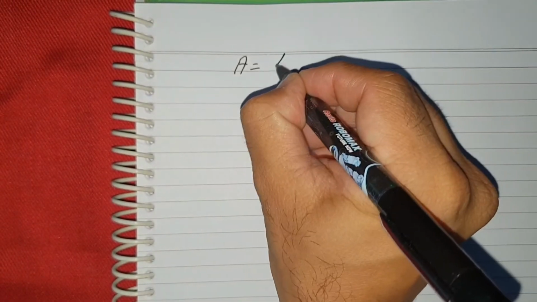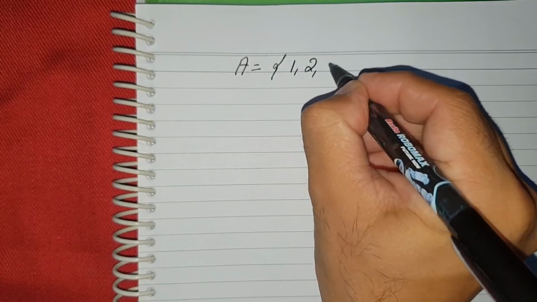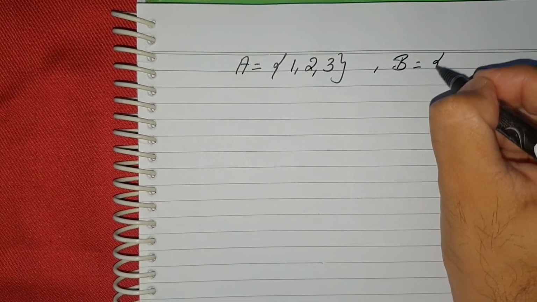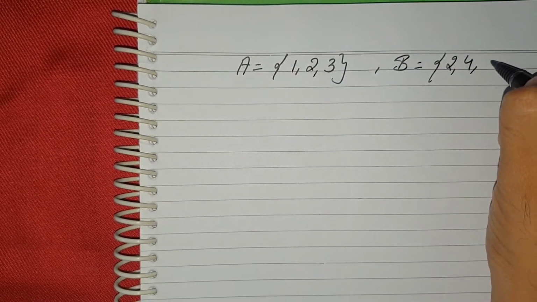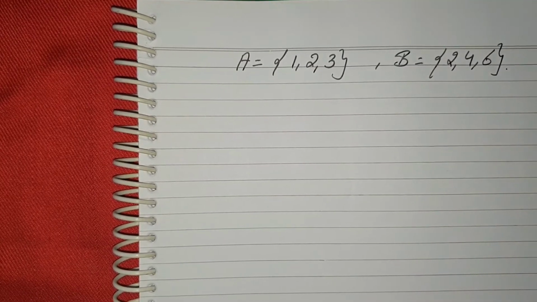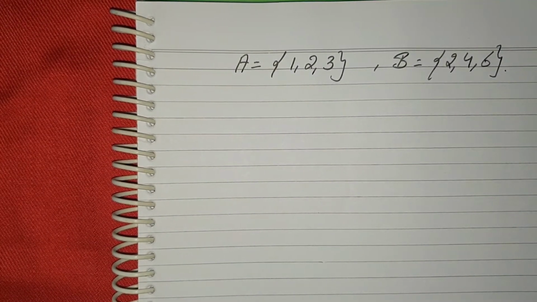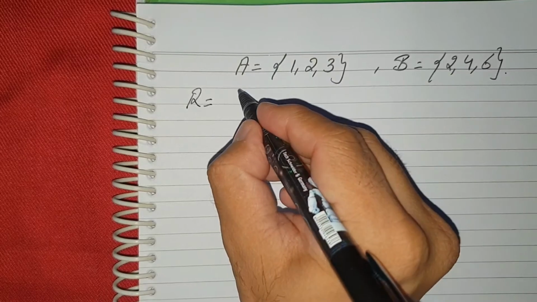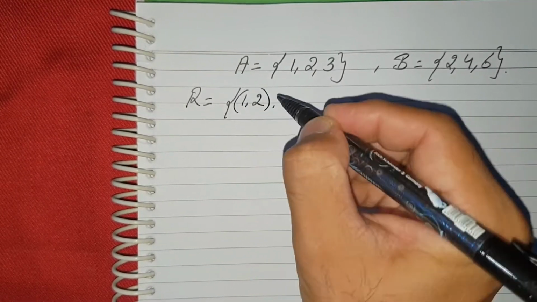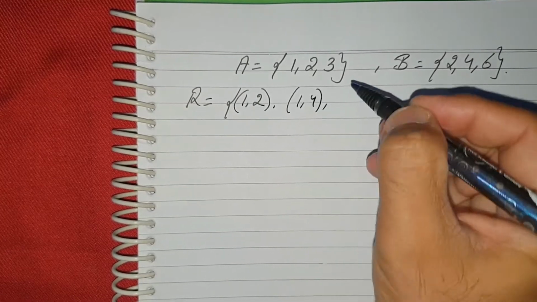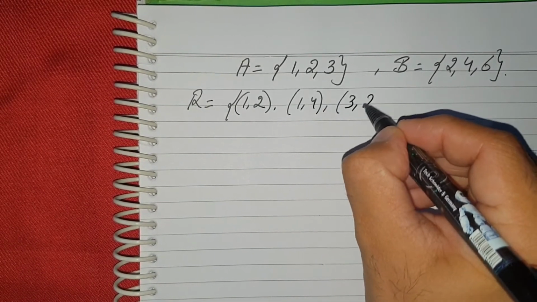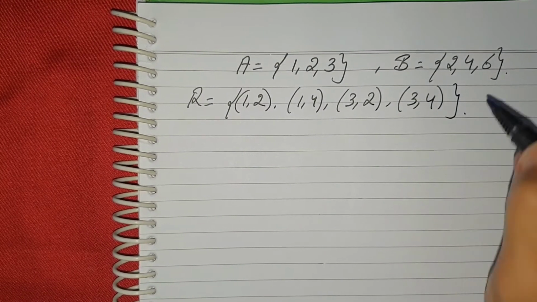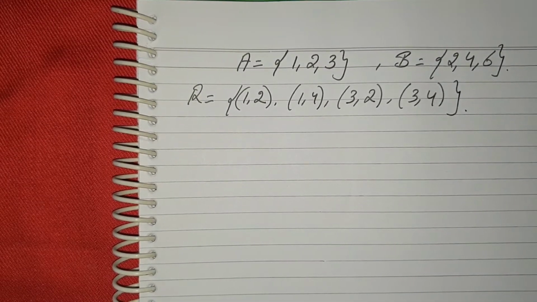Suppose A is 1, 2, 3. Take B as 2, 4, 6. Now the relation is given to you. R is given as (1, 2), (1, 4), (3, 2), (3, 4). Now this is what R is given to you. Now you have to show that R is a relation from A to B.